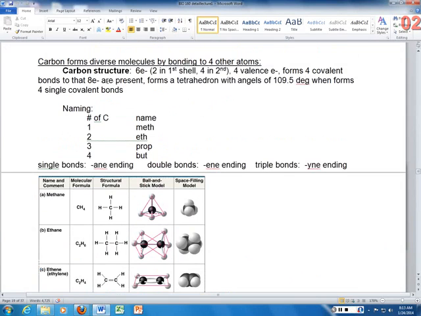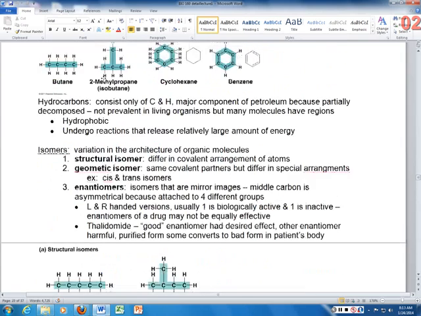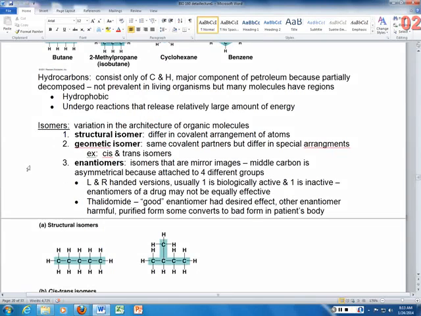Did I give you what you needed to know out of this section, out of chapter 4? Okay. So how is the stuff with the isomers? Did that make sense? Do we have any questions on that? I know that was over it.